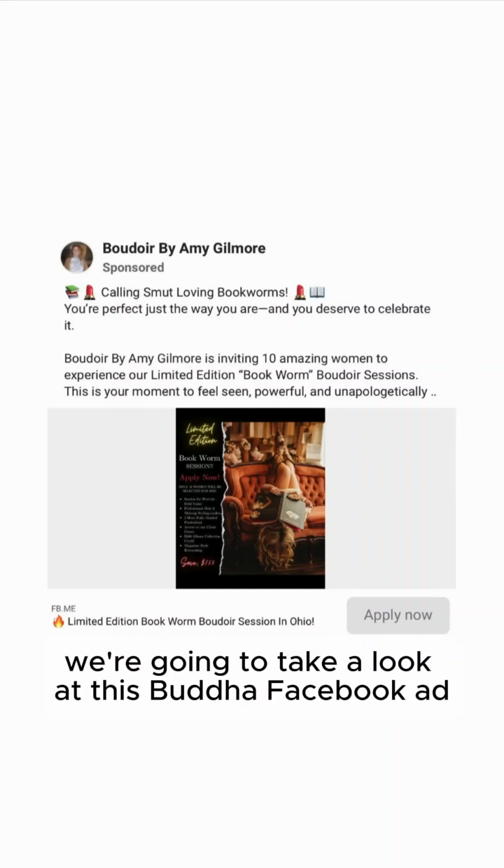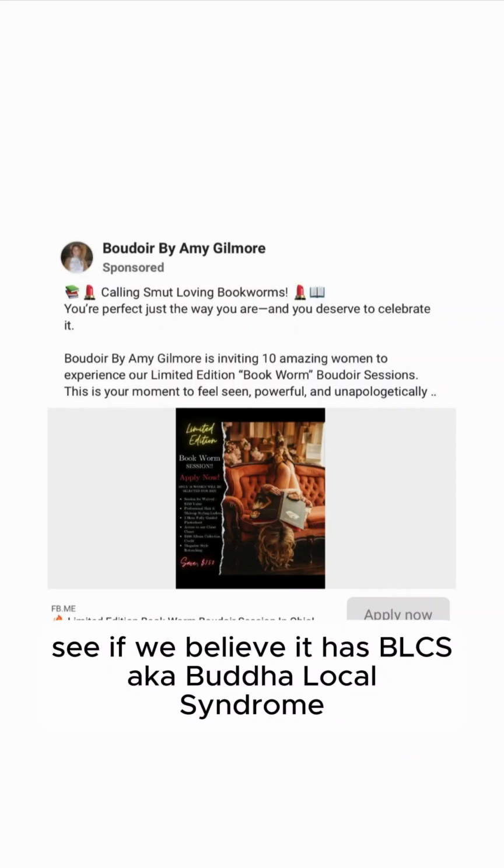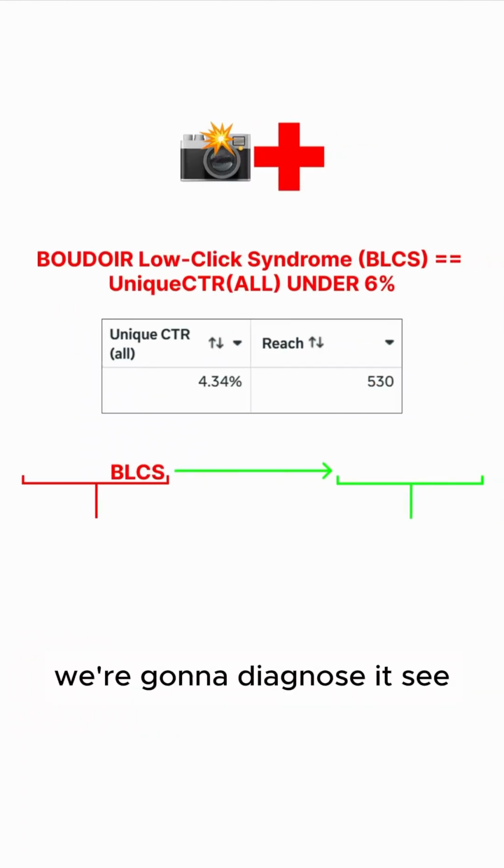All right, we're going to take a look at this Boudoir Facebook ad, diagnose it, and see if we believe it has BLCS, aka Boudoir low click syndrome. We're going to diagnose it and see what our thoughts are.